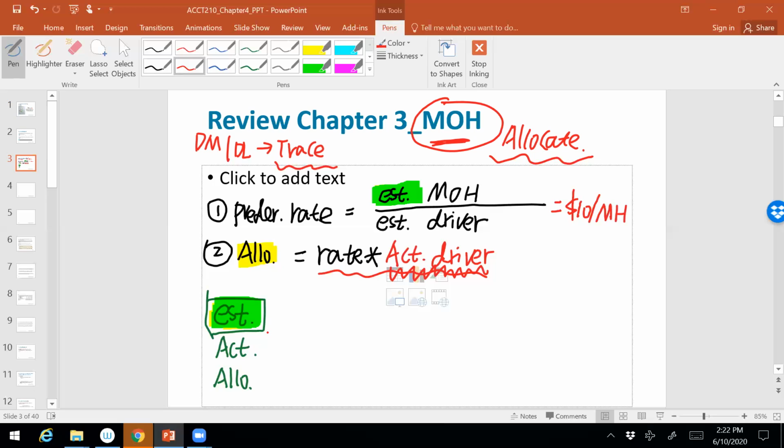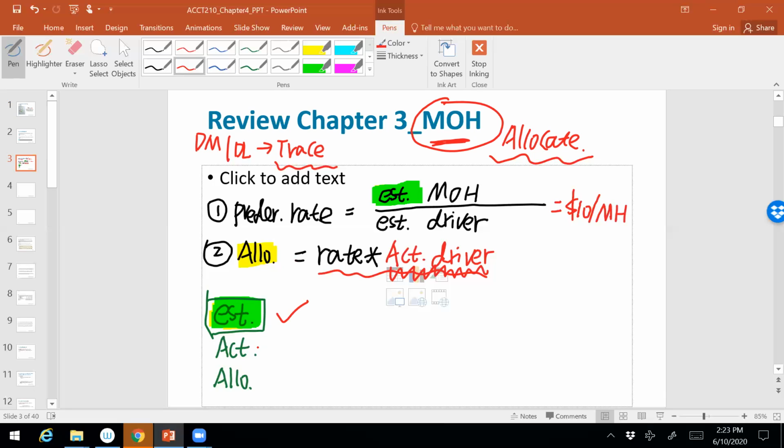Repeat this sentence with me. I only use estimated manufacturing overhead to get this predetermined rate. Once I get this predetermined rate, I will never ever use this estimated manufacturing overhead. Repeat it with me. Okay, so we take care of this estimated manufacturing overhead. You know when you use it, you only use it to get this predetermined rate.